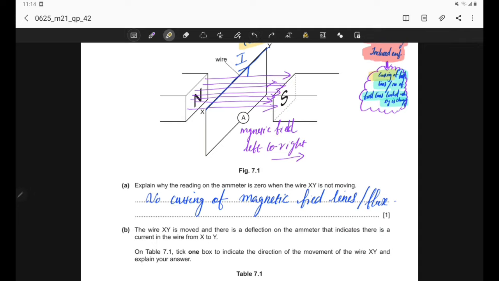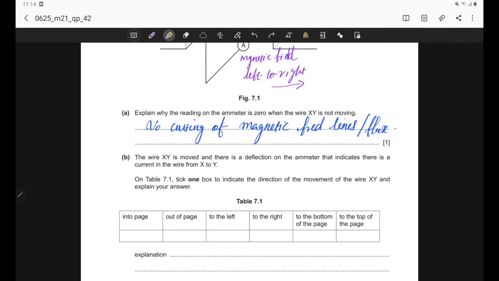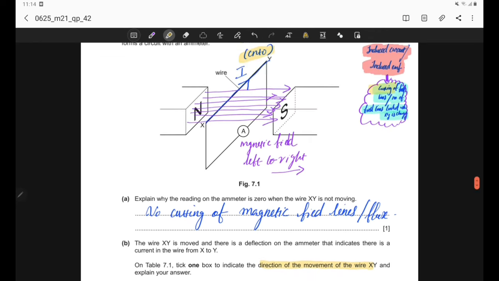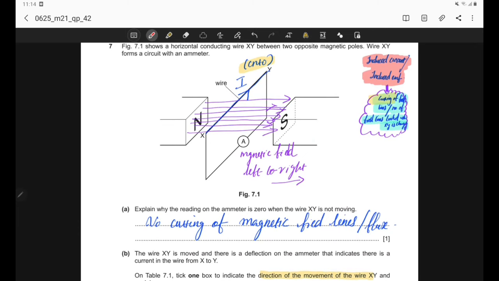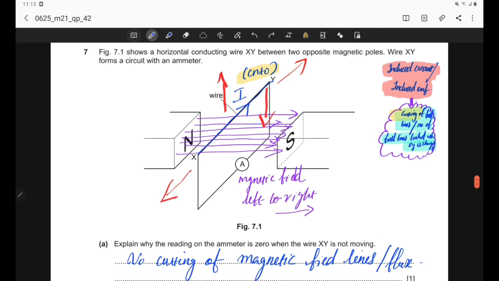Now, as per the question, we should understand the direction of the movement of the wire XY, or in which direction we should move the wire in order to have a current flow from X to Y. So this wire XY, whether we should move upward or downward, or into the page or out of the page, in which direction we should move this wire XY in order to have a current flow in this direction, that is into the page. So here, in order to get that direction, we have to use Fleming's right hand rule.